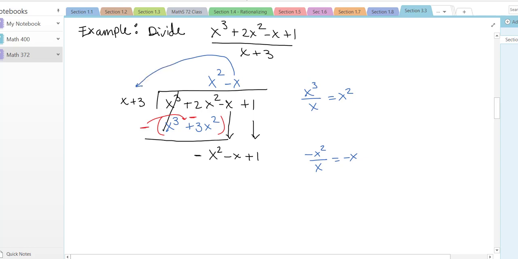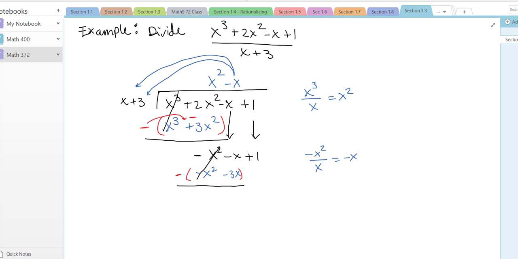And so we do it again. So negative x times x is negative x squared. I want those to match up. Negative x times positive 3 is minus 3x. And we subtract. So minus and minus becomes a plus, so those cancel. And minus and minus here becomes a plus. So negative x plus 3x gives me 2x. And bring down the 1.